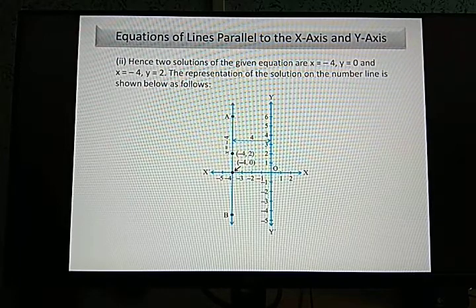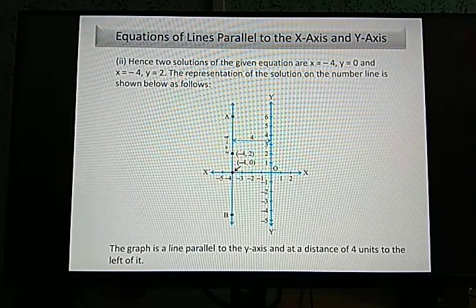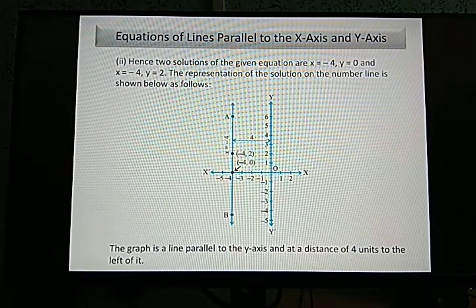So what did we find here in inference? That the graph is a line which is parallel to the y-axis and is at a distance of 4 units to the left of it. Yes, it is 4 units, or we can say that the y-axis is 4 units to the right of the line of the given equation. Clear? But you can see that it is parallel to the y-axis.